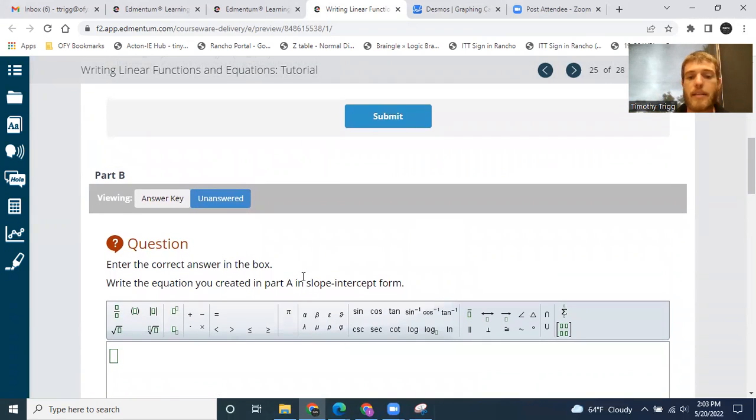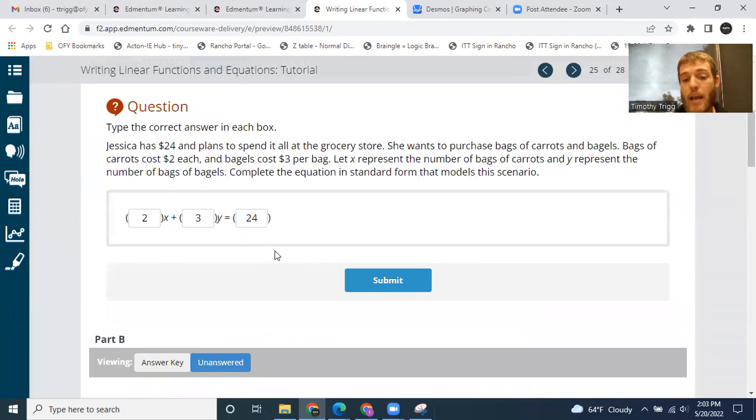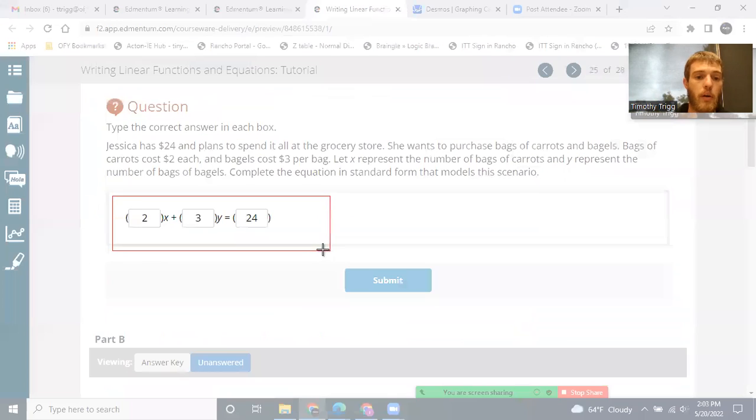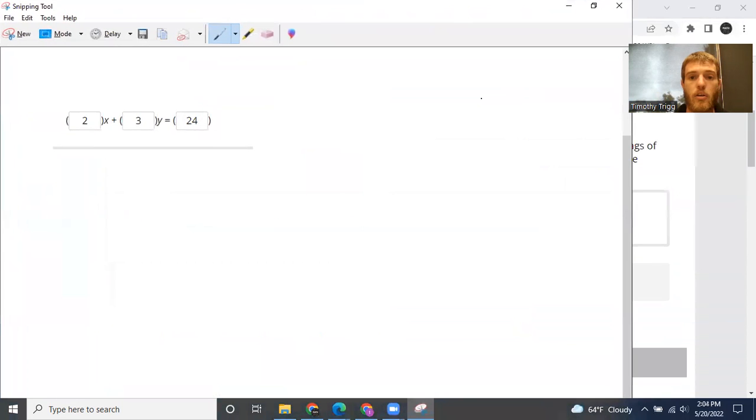Now we want to write this in slope-intercept form. Right now our equation is in standard form. You can see this is standard form, right? 2x plus 3y equals 24. But I want this in slope-intercept form, which is y equals mx plus b. So this is what we're looking for. Now, how do we do that? Well, we just need to solve for y in this equation.